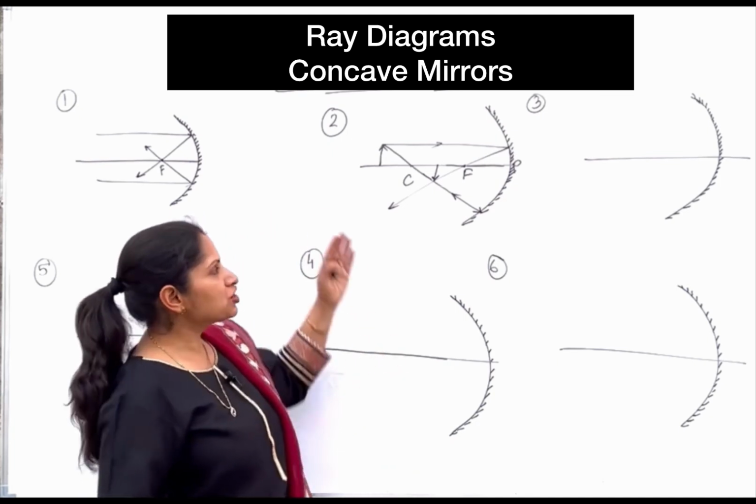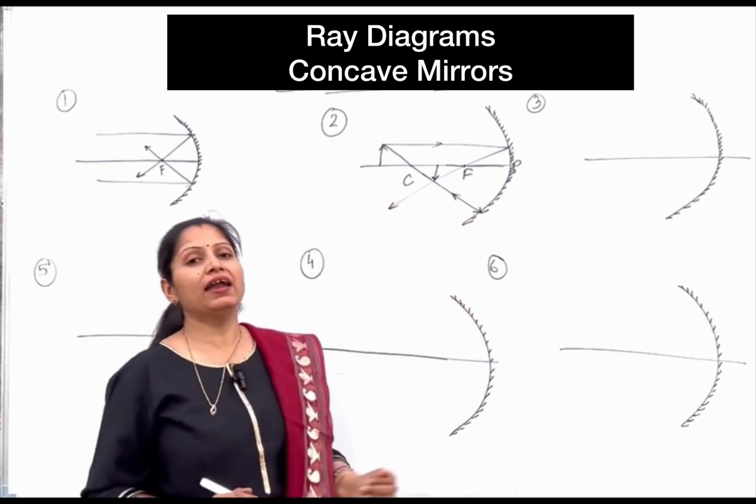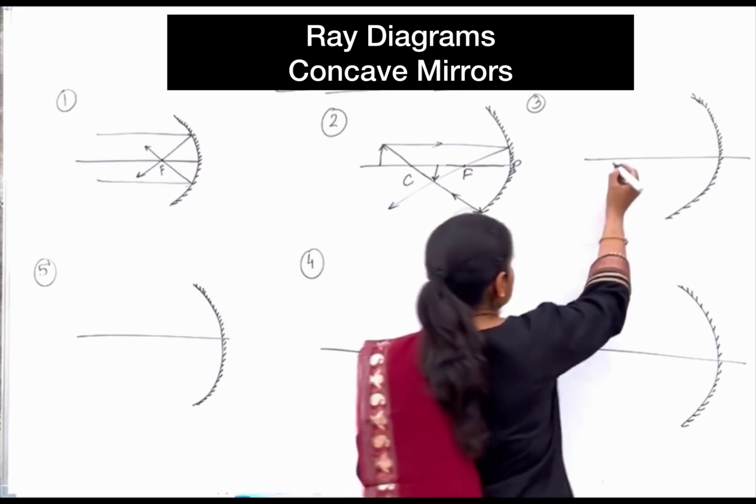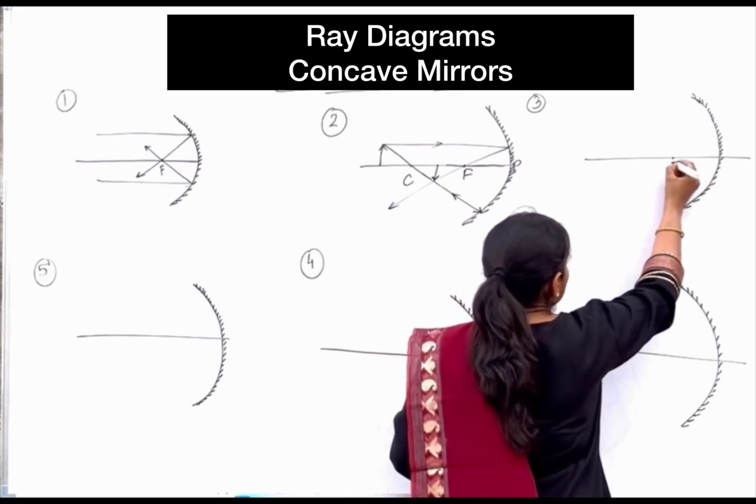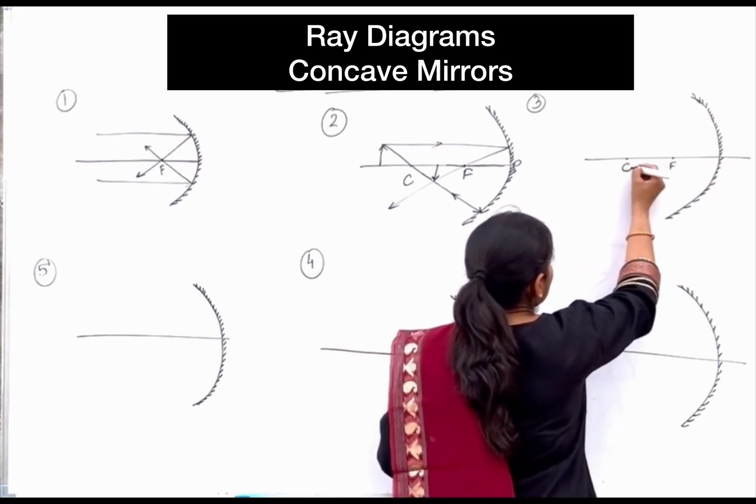Now, third condition, we bring the object even closer and we'll place the object at center of curvature. So, if this is focus, this is the center of curvature.